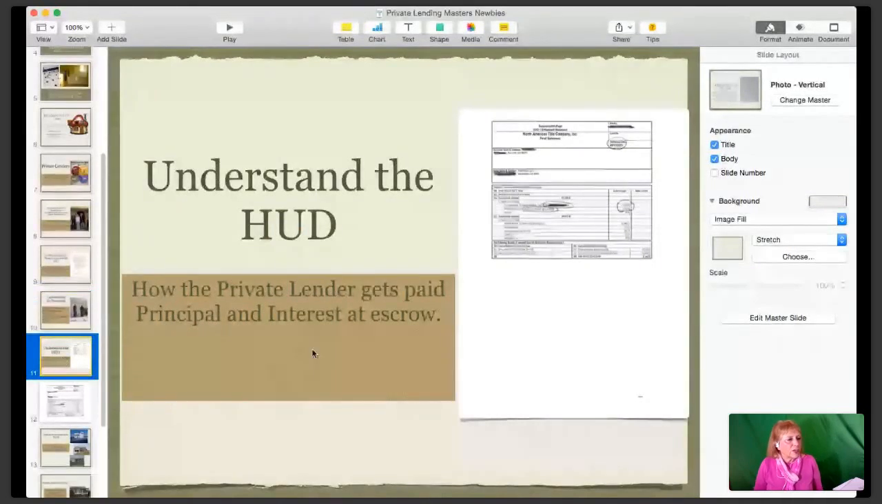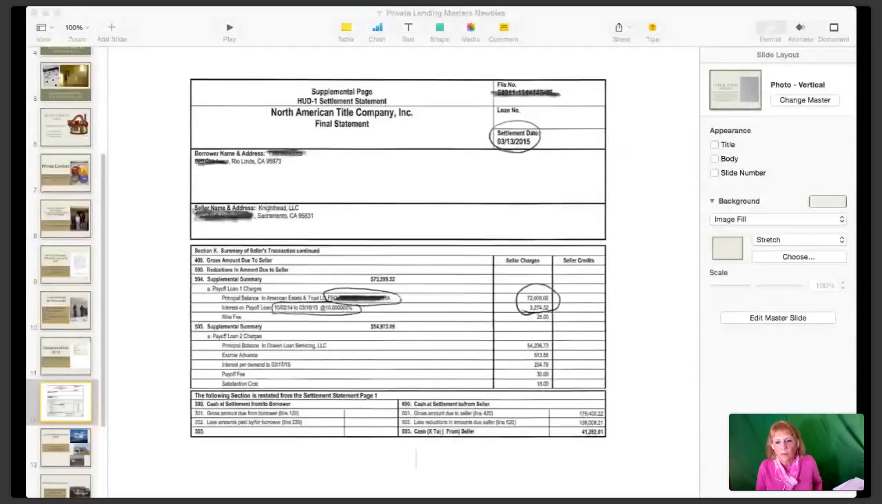The other thing that I want people to understand is the HUD. It's now called something else. I don't even remember what it's called, but it's the same document. It's a recording of everything that happens when title changes. So it's how the private lender gets paid, their interest and principal at escrow. And the next slide blows it up a little bit. I'm just showing you an example of this one. No questions there. Okay, awesome.